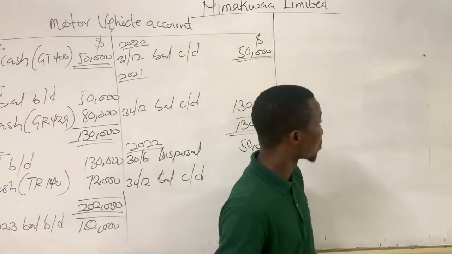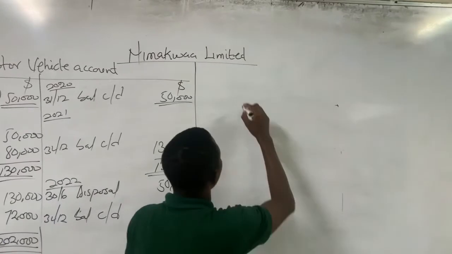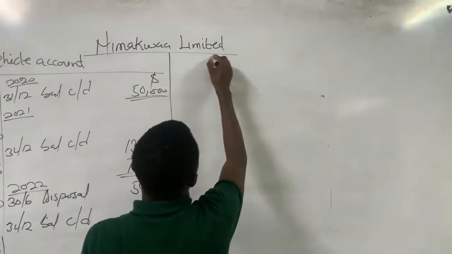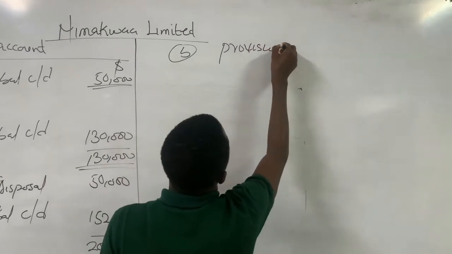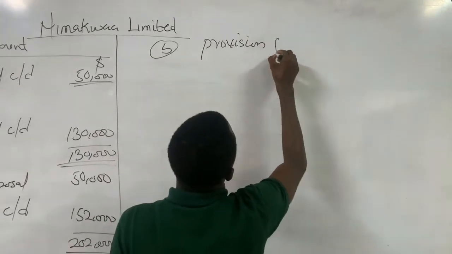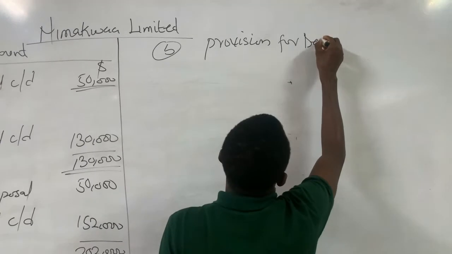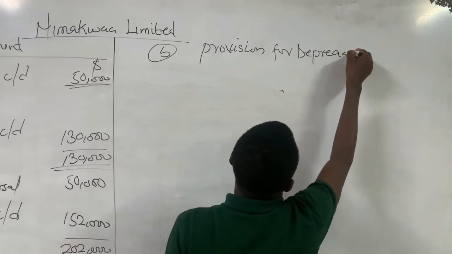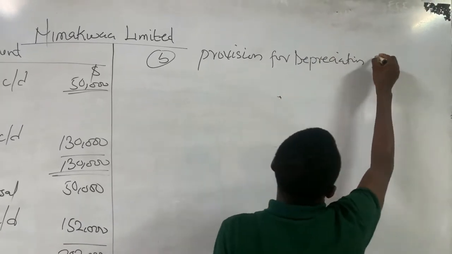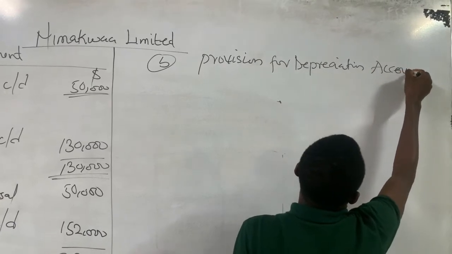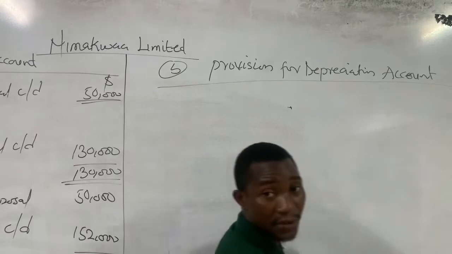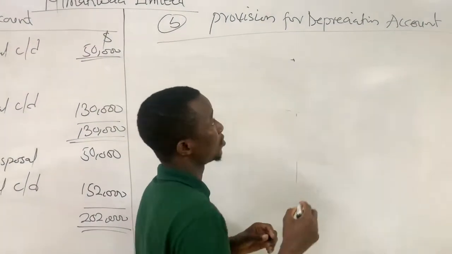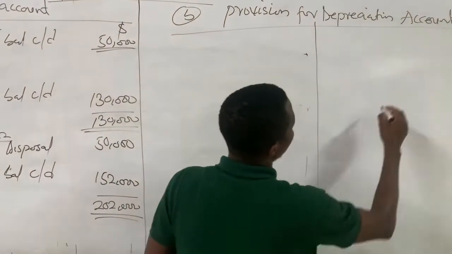So let's also consider the provision for depreciation account. That is the B part. Provision for depreciation account. But remember that this provision for depreciation is on the motor vehicle, in dollars.